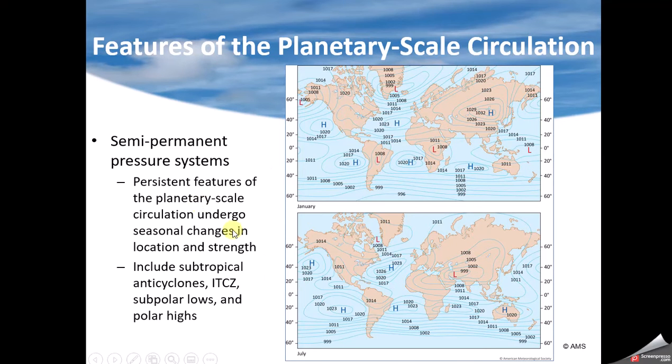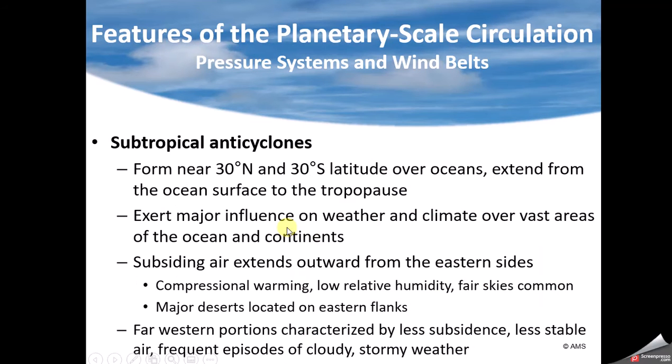But we can go on with this, and you get this. We talked about the subtropical anticyclones. Well, think about it. There's one along 30 degrees north over the Atlantic Ocean. So if you're located in the southeastern U.S., you're on the western side of that, right? So what does the western side do? That brings up moisture from the south. It has less stability, with frequent episodes of cloudy and stormy weather.